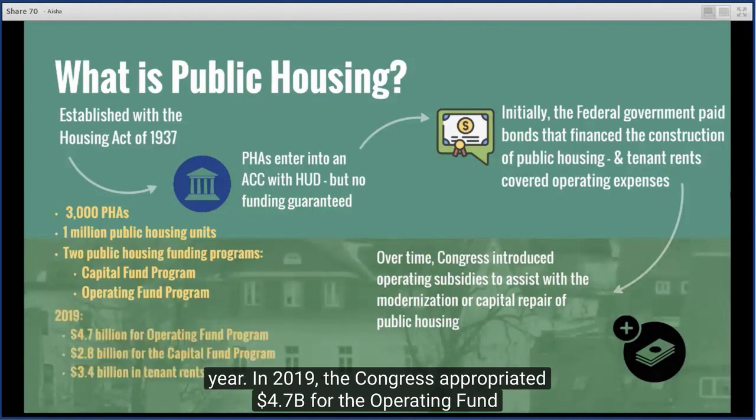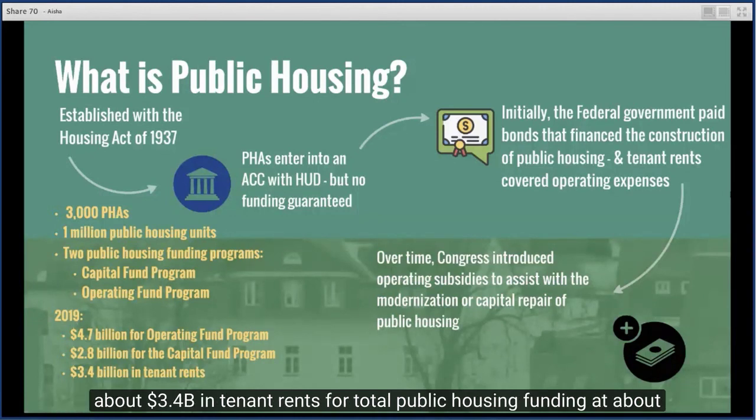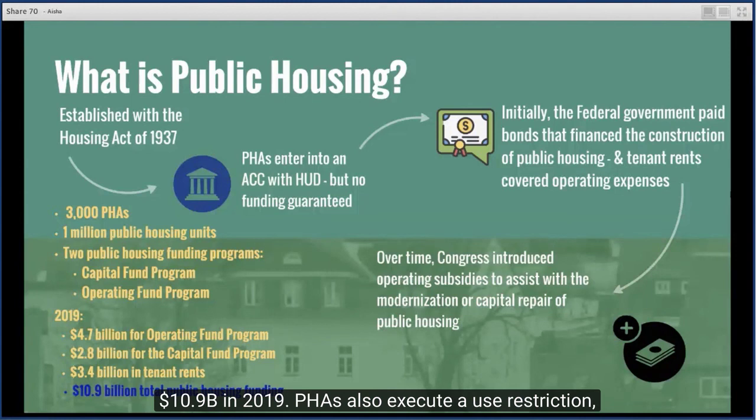In 2019, the Congress appropriated $4.7 billion for the Operating Fund program and $2.8 billion for the Capital Fund program. In addition, PHAs collected about $3.4 billion in tenant rents for total public housing funding of about $10.9 billion in 2019.